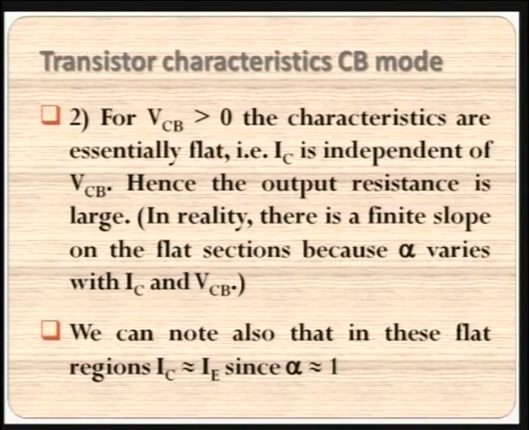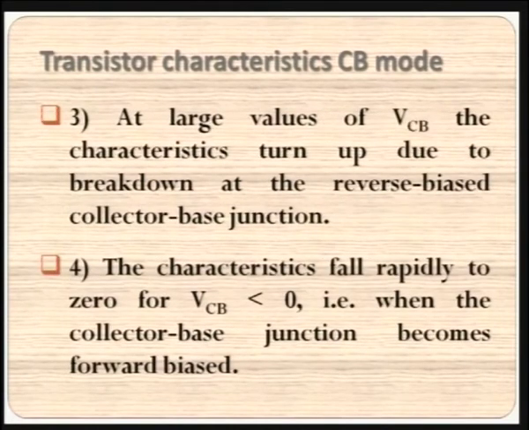In reality, there is a finite slope on the flat sections because alpha varies with IC and VCB. Here, alpha is the current gain. We can note also that in these flat regions, IC is approximately equal to IE since alpha is approximately equal to 1. In practice, alpha is slightly less than 1. It can never be greater than 1.